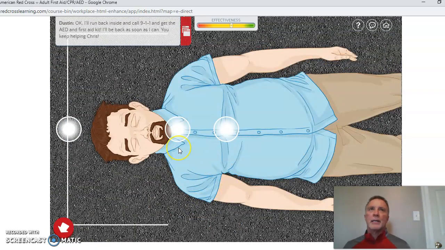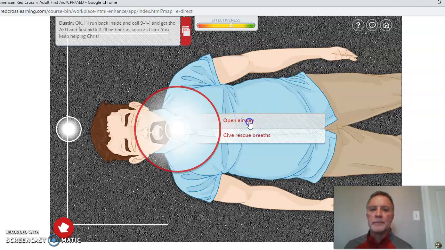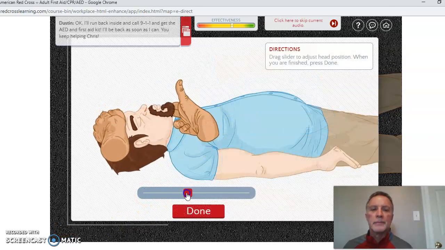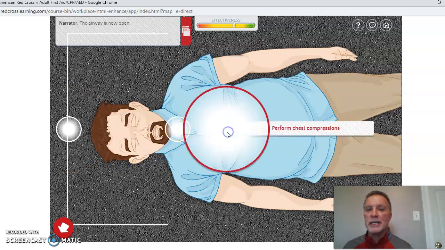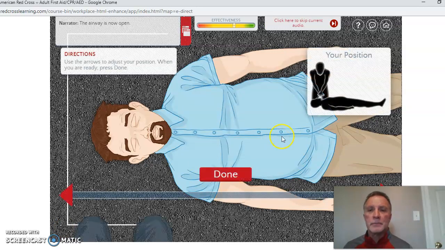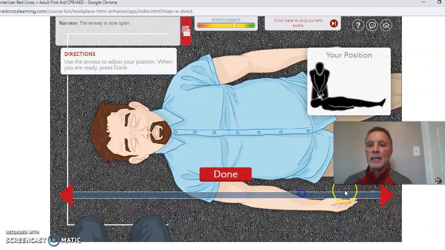So we're back to Chris. Okay, we did the D, the R, and the S. Now let's get the A, the airway open. The airway is now open. Okay, so let's see what it tells us to do here. We're going to perform the look, listen, and feel with the breaths, and then we're going to start our CPR. So this victim, we want to move him. I've got to get myself out of the way, and let's move him.